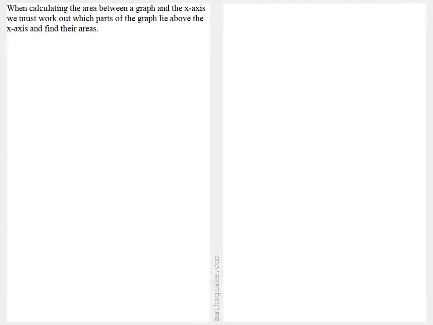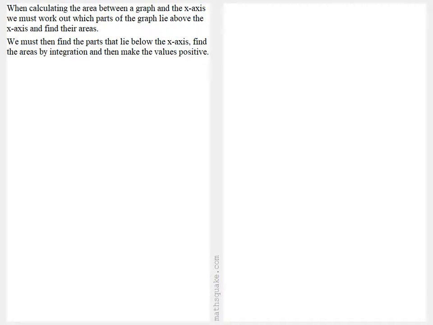So from this we see, when calculating the area between a graph and the x-axis, we must work out which parts of the graph lie above the x-axis and find their areas. We must then find the parts that lie below the x-axis, find the areas by integration, and then make the values positive. Finally, we add to get the total area. Let's have a look at an example.